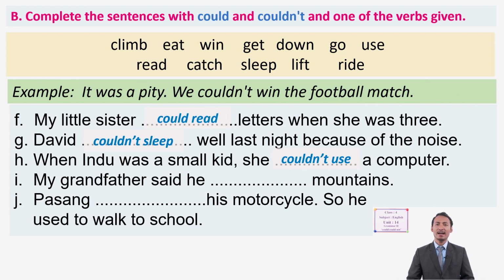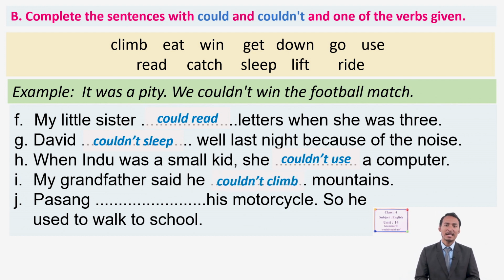Okay, sentence I. My grandfather said he could climb or couldn't climb mountains. Okay, both are possible. So you can say couldn't climb or could climb mountains. If your grandfather says, I could climb many mountains, or if he says, I couldn't climb mountains, then you can say couldn't. If he says could, then you can say could climb.